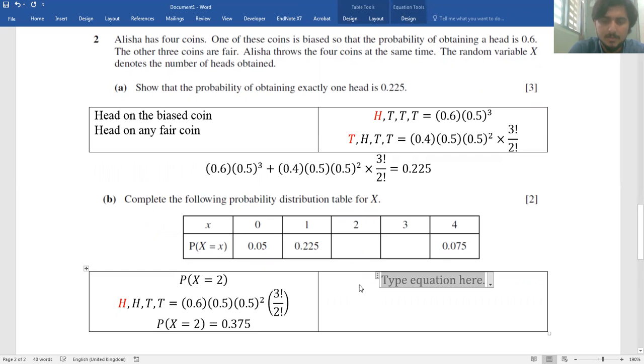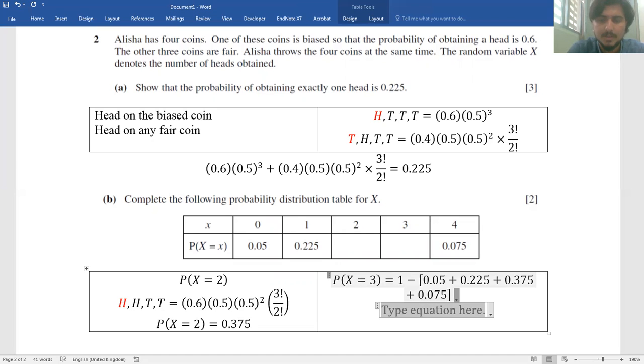And then we can simply find probability x is equal to 3 as 1 minus 0.05 plus 0.225 plus 0.375 plus 0.075. So you get probability x is equal to 3 as 0.275.